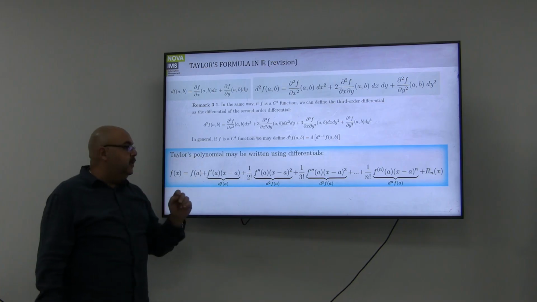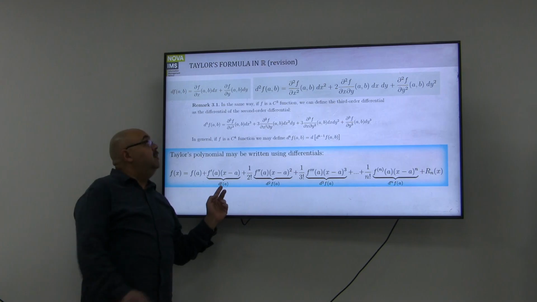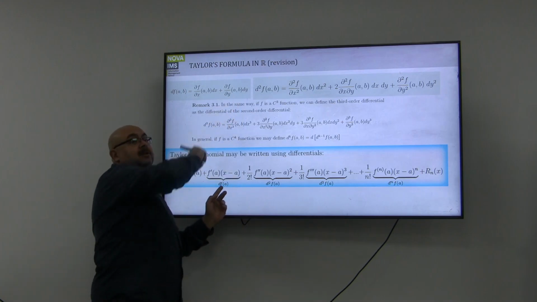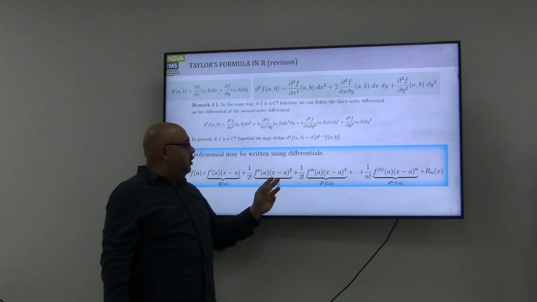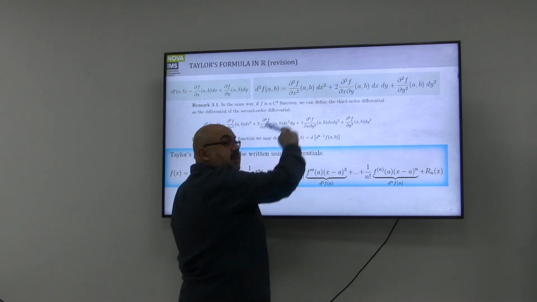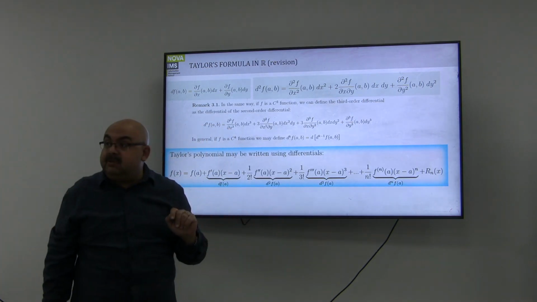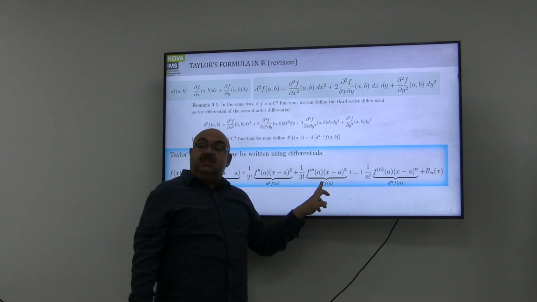Times, I want you to remember, this is f dash a times x minus a, which is the differential. And that's f double dash times x minus a to the power of 2, which all of it together is the second differential. Are you with me, Mr. Ahmed? And for the third part, remark this is the third differential.